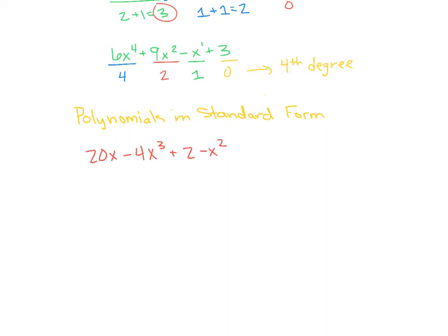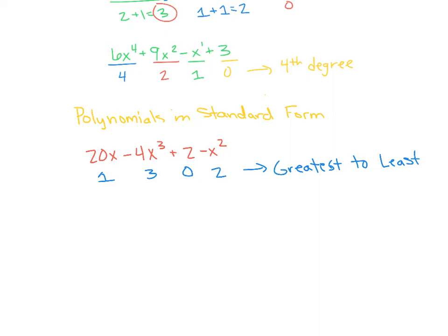So you're going to go through and you're going to say, oh, 20x, that has a degree of 1. 4x cubed has a degree of 3. 2, there's no variables, so it's a degree of 0. And x squared has a degree of 2. So you want to write these from greatest to least.